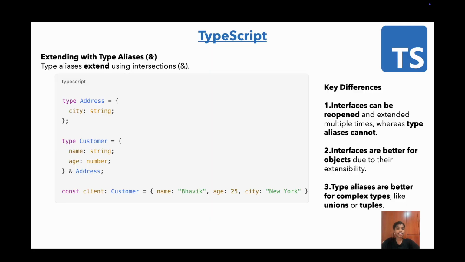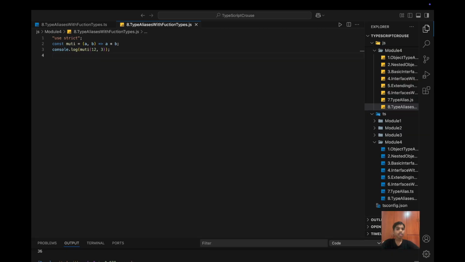Alright, so now let's learn about extending the type aliases with AND. Type aliases can extend using intersections, which use the AND symbol. Alright, so now we have over here type Address. We have city, which is of type string. Then we have type Customer, which has name and age, and it's extending Address. We have name, age, and city. Alright, so now we can say const client, which has the type Customer. So we have to say name, age, and city. So now let's try that.